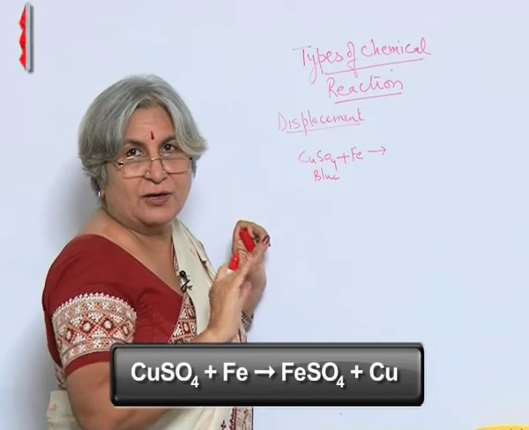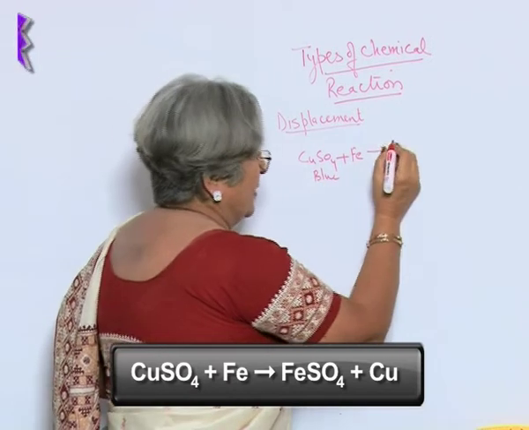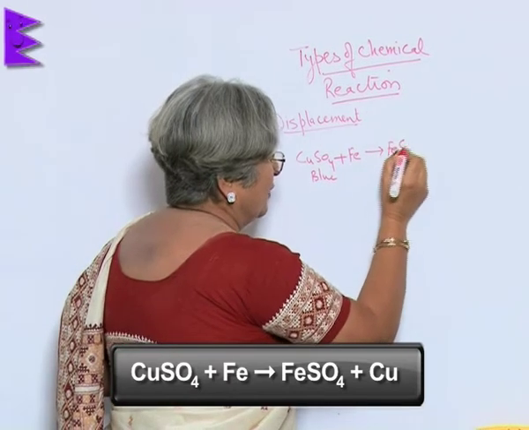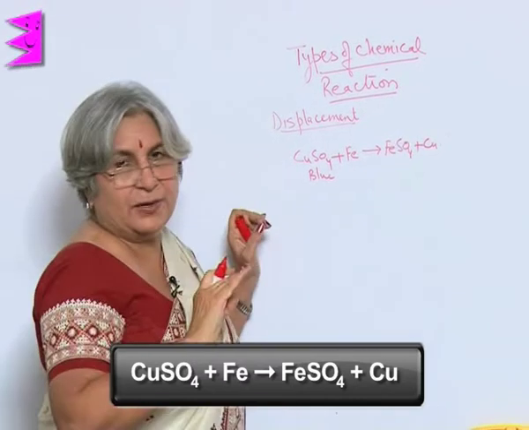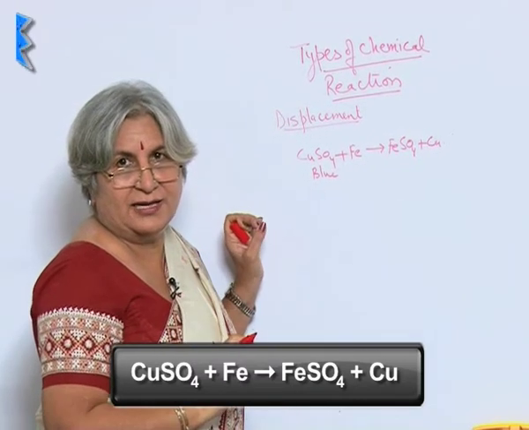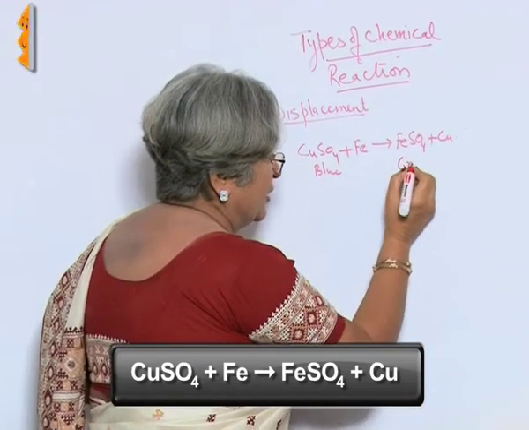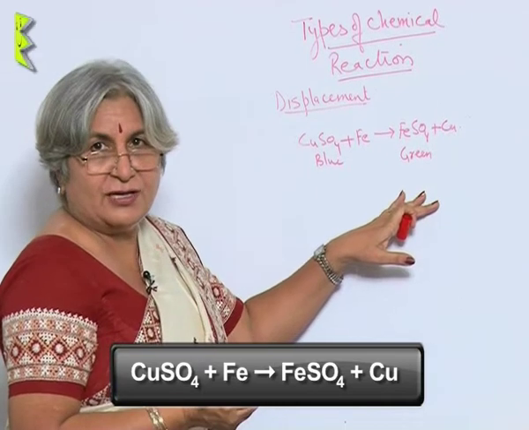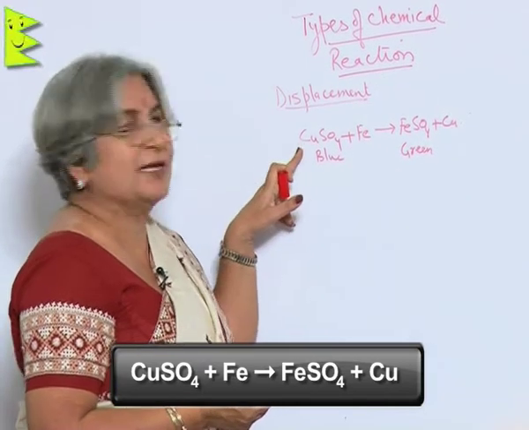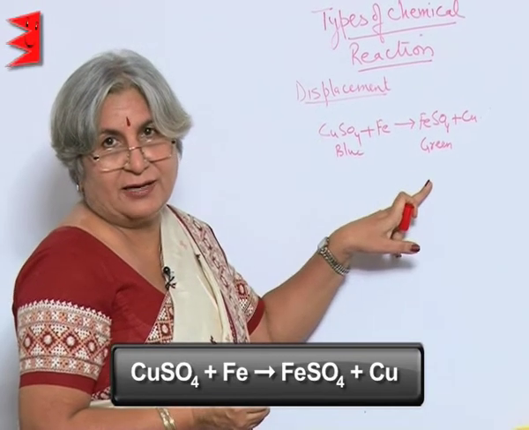Why? Copper got deposited on them, because iron replaced copper. So what we got was iron sulphate plus copper, and copper got deposited on the iron nails, and ferrous sulphate solution is green. So the solution turned from blue to green. So actually what has happened? Iron has displaced copper from its compound. Why? Because iron is more reactive.